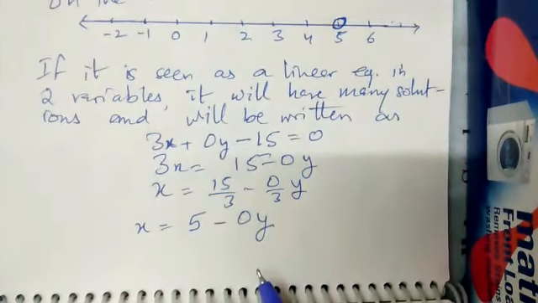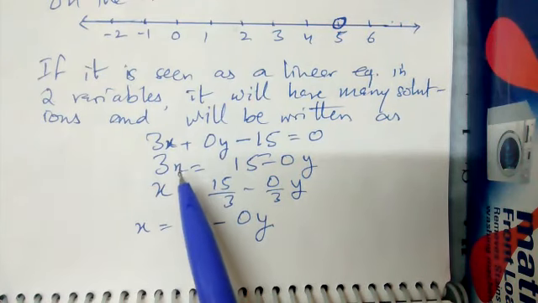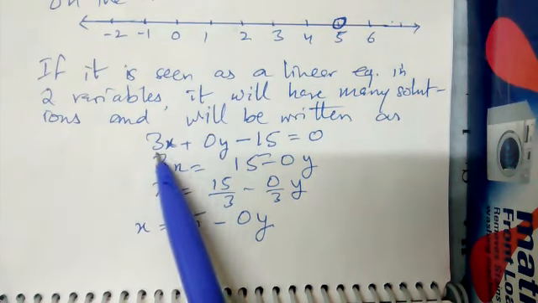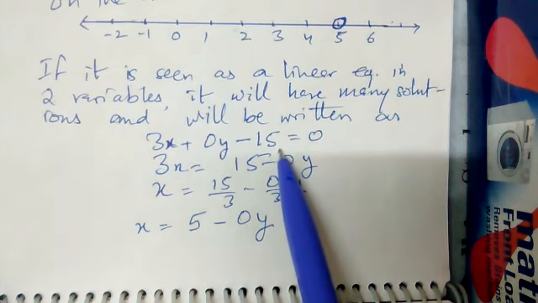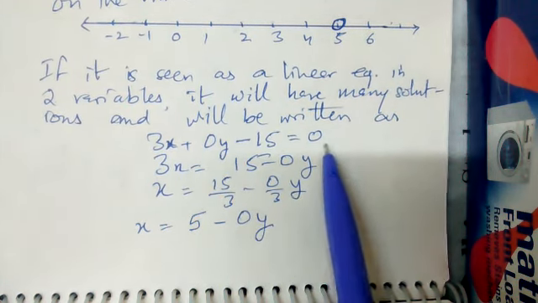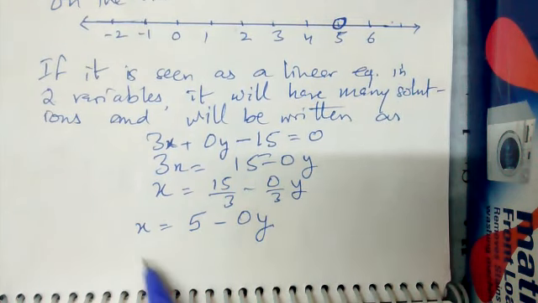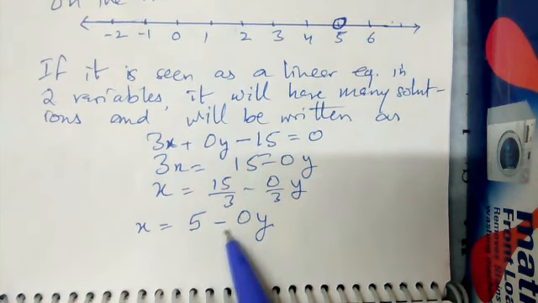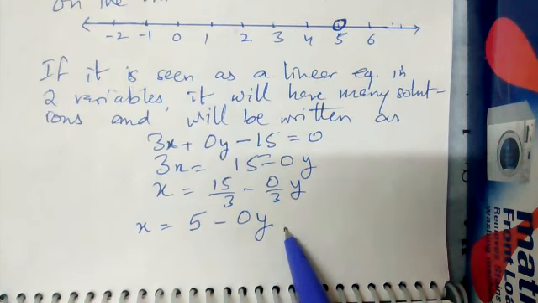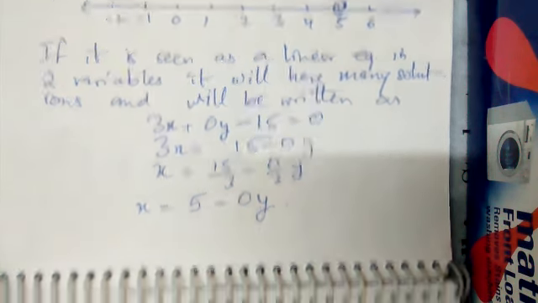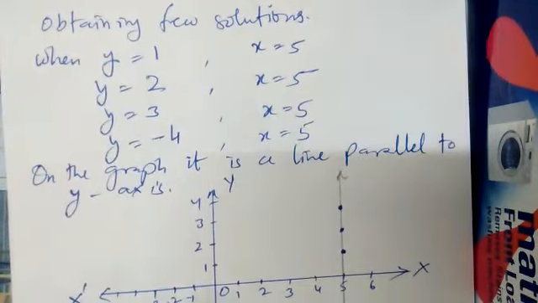Now if the same equation is seen as a linear equation in two variables, then we match it with the standard form 3x plus 0y minus 15 equal to 0. 3x equal to 15 minus 0y. On simplification, x equal to 5 minus 0y. Like earlier, we will be obtaining few solutions of this equation.